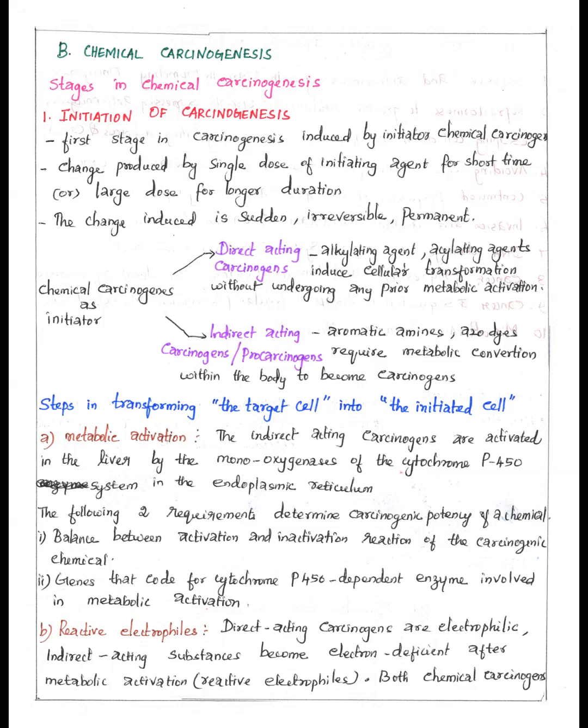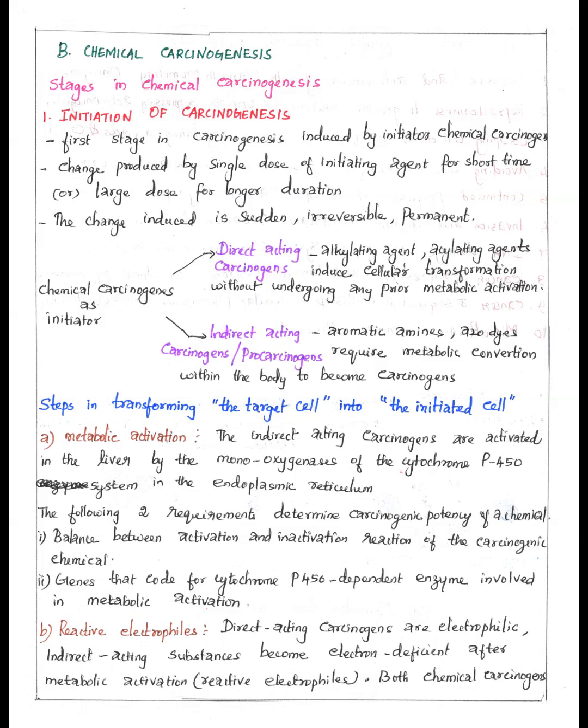Now let's discuss how the target cell is converted to an initiator cell. First, metabolic activation takes place. Indirect-acting carcinogens get metabolized in the liver by the enzyme monooxygenase of cytochrome P450 present in the endoplasmic reticulum. So, for activation of indirect carcinogens, the requirement is a balance between activation and inactivation reactions of the chemical carcinogen. Second is the gene involved in metabolic activation, that is, the cytochrome P450 enzyme. After metabolic activation, the chemical carcinogens are reactive electrophiles.